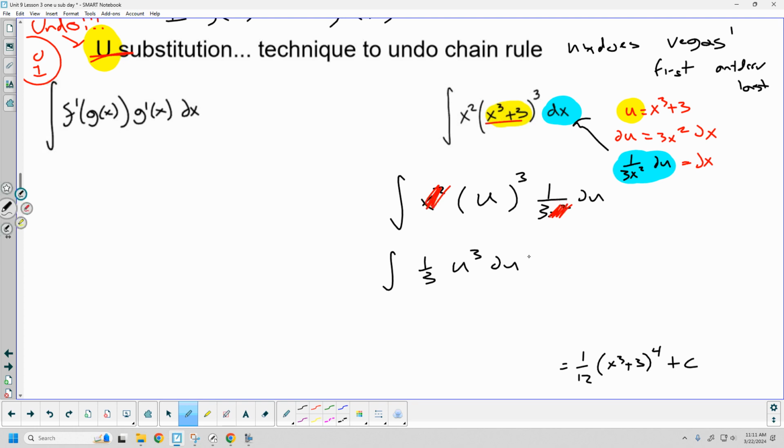Now, the last step is to take the antiderivative. We have the 1/3 that stays. We add 1. We multiply by the reciprocal. We have a plus c. Can you see how we get that same answer? 1/12 x cubed plus 3 to the 4th plus c. I took the antiderivative of u cubed.